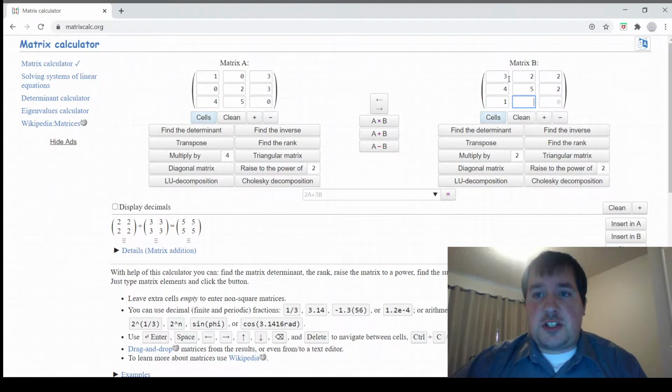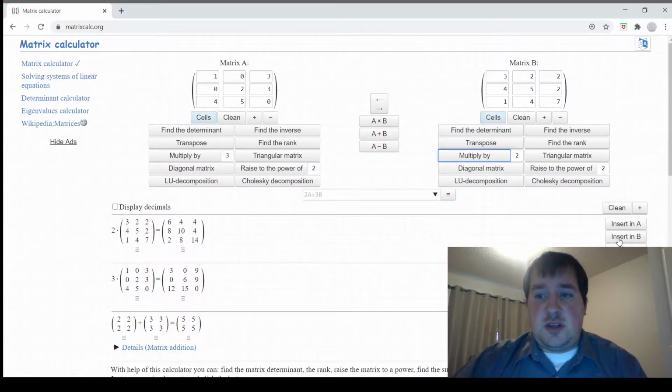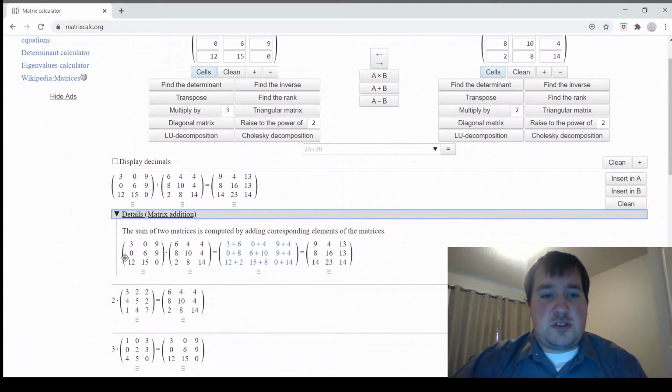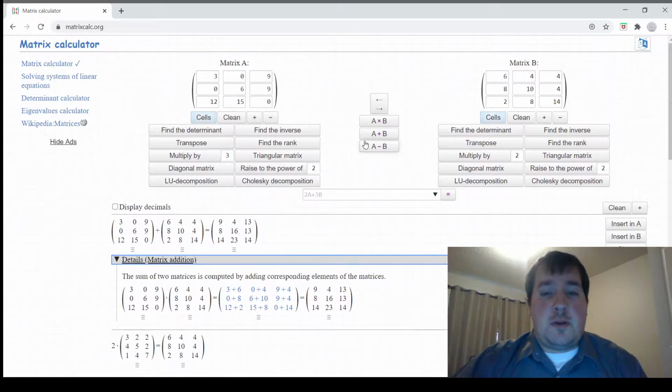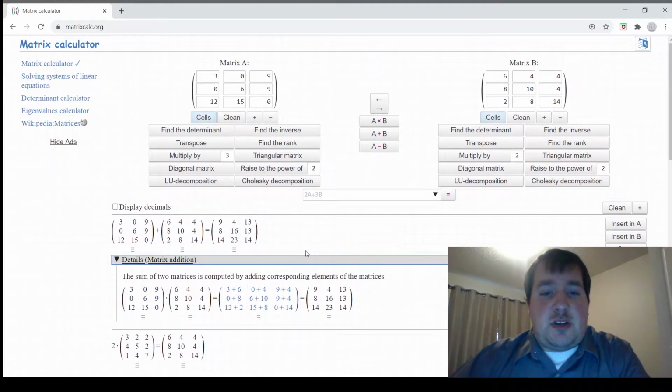So let's assume our question was 3 times matrix A plus 2 times matrix B. We can easily put in 3 for the matrix A, 2 for the matrix B, insert those into their appropriate matrices and add them. And then here we would have our result. This also shows you the addition steps they made. This does only show you the steps for the addition, so this didn't show you that you multiplied these first. Just be aware of that.